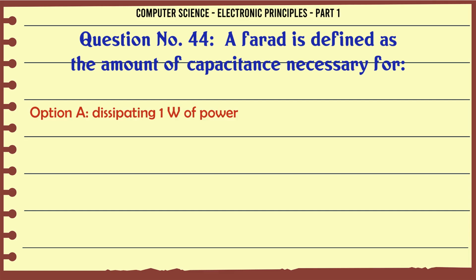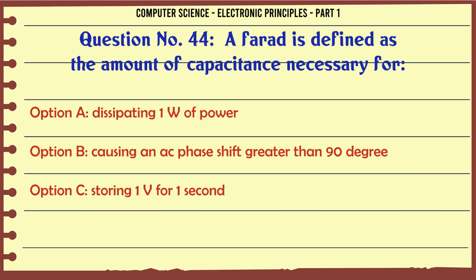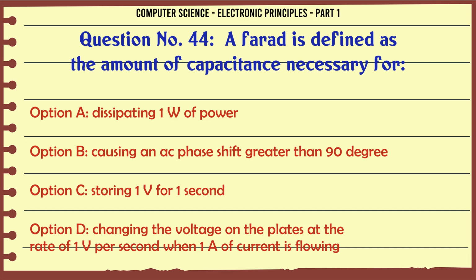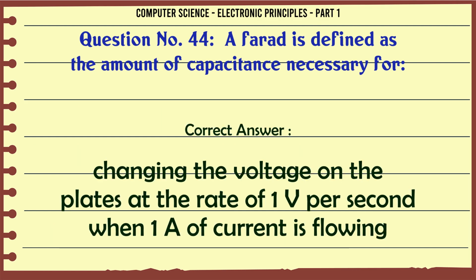A farad is defined as the amount of capacitance necessary for A. dissipating 1 watt of power, B. causing an AC phase shift greater than 90 degrees, C. storing 1 V for 1 second, D. changing the voltage on the plates at the rate of 1 V per second when 1 A of current is flowing. The correct answer is changing the voltage on the plates at the rate of 1 V per second when 1 A of current is flowing.